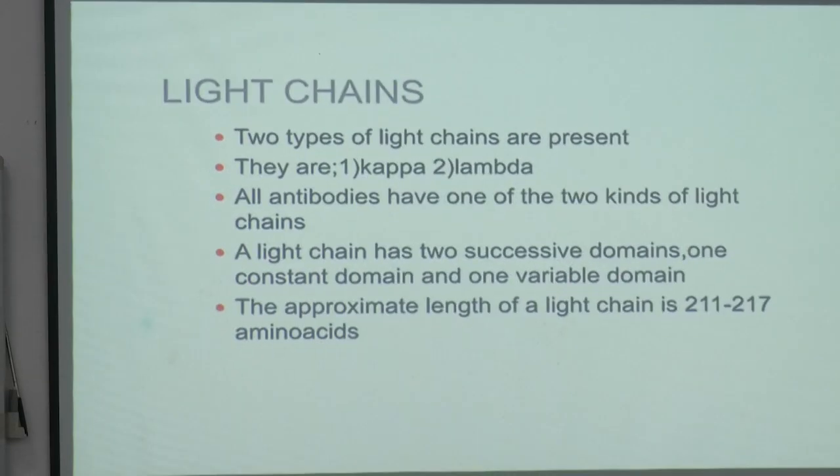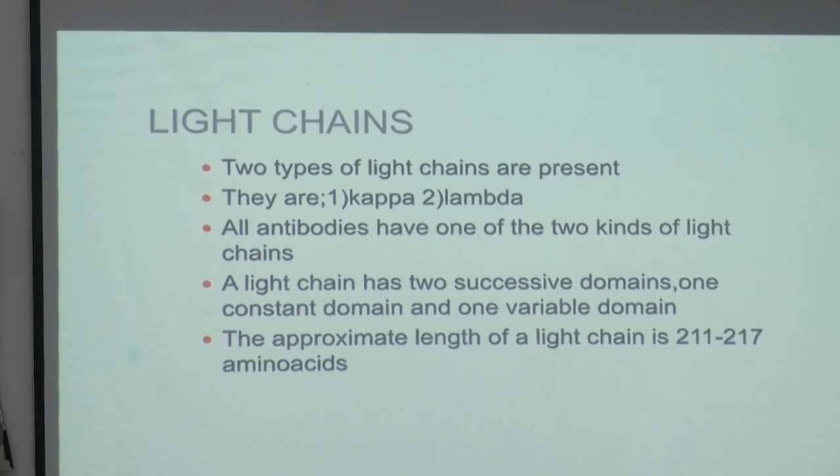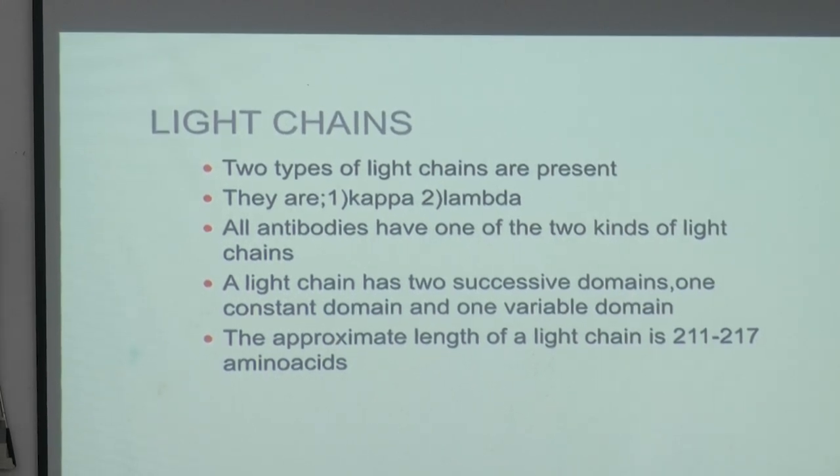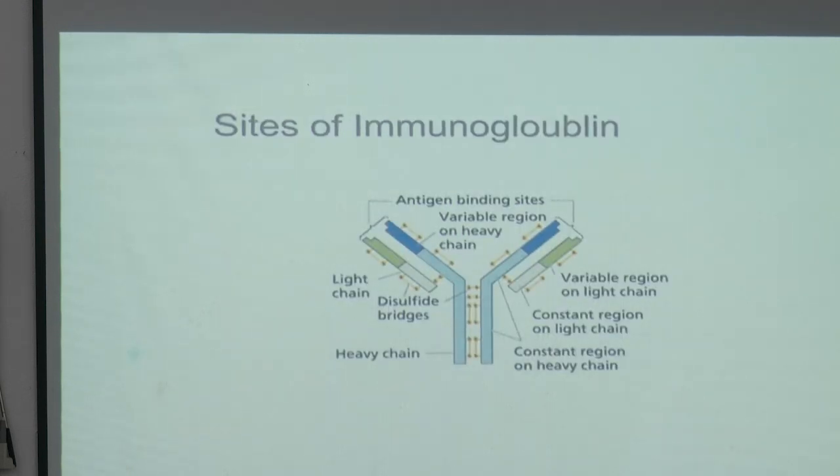So light chain, I told you, there are two types, kappa and lambda. All antibodies have both kinds of light chains, kappa and lambda. A light chain has two successive domains, one constant and one variable. Approximate length is 212 to 217 amino acids. These things are important, you have to get them from the slides. These are all polypeptide chains. The number of amino acids in the light chain is 211 to 217. This is the exact picture that I have.